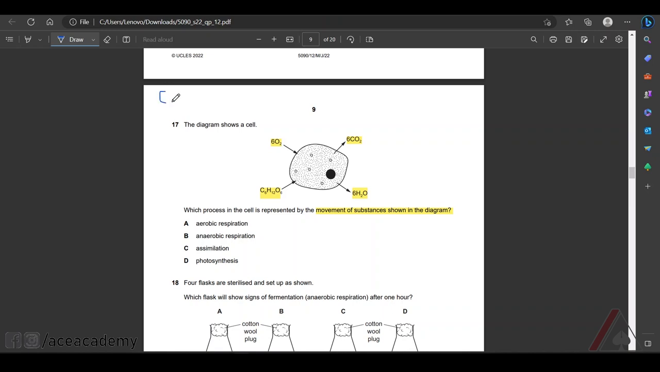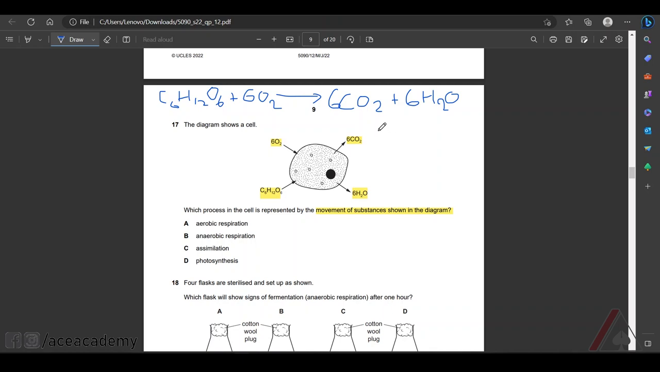So, 1 mole of glucose and 6 moles of oxygen, they enter the cell, and 6 moles of carbon dioxide plus 6 moles of water, they leave the cell. Now, in this manner, does the equation seem familiar to some of you?